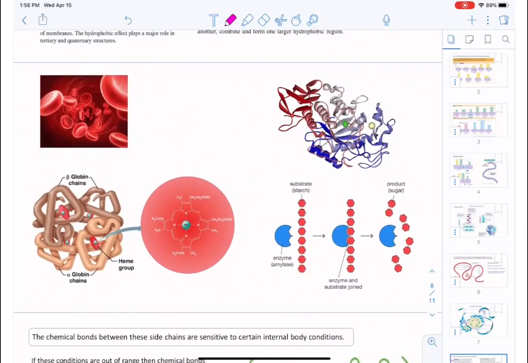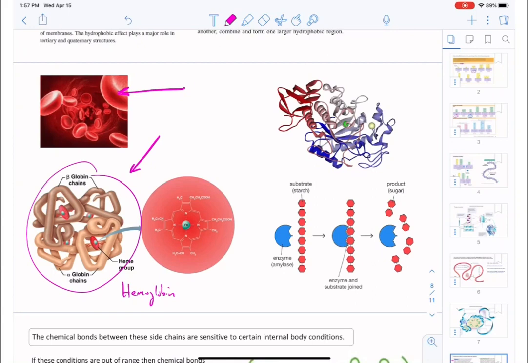All right, and then I'd like to talk about hemoglobin as an example of these different levels of protein structure. This is a really good example to talk about that in. So first of all, this is a hemoglobin molecule. And we find hemoglobin inside the red blood cells of the body.